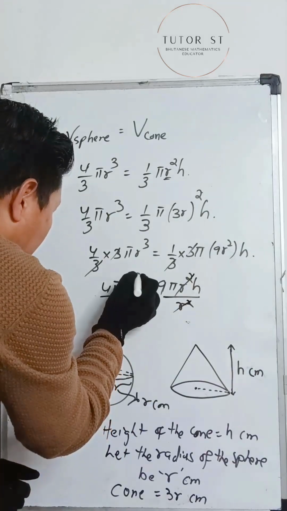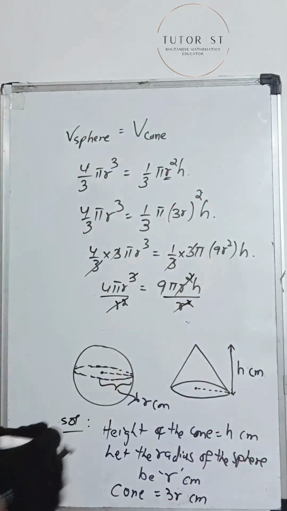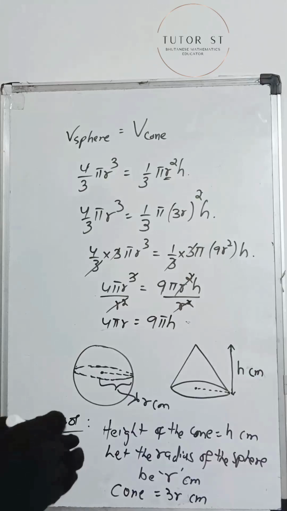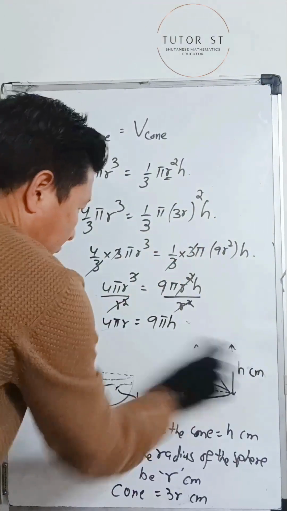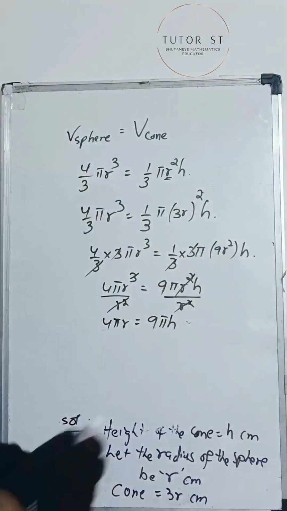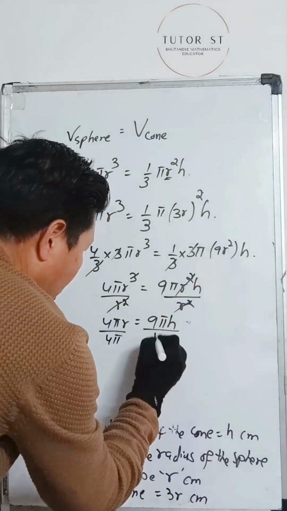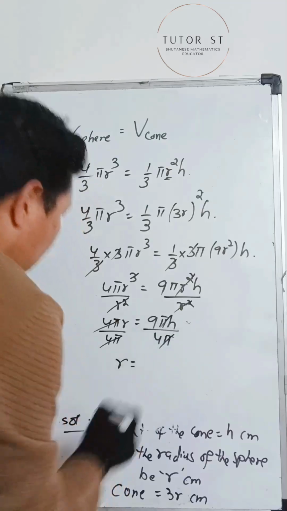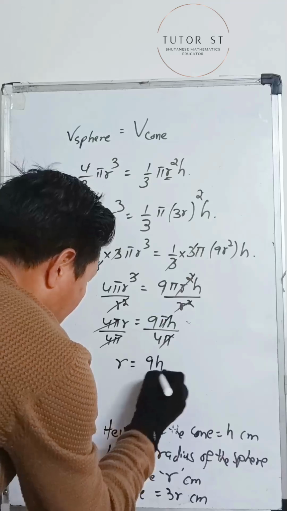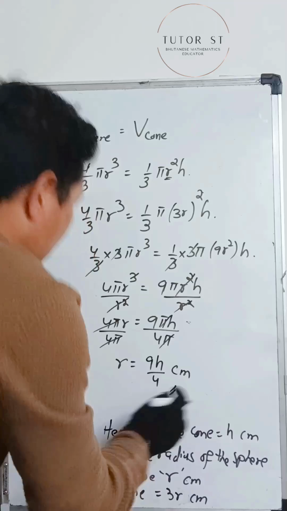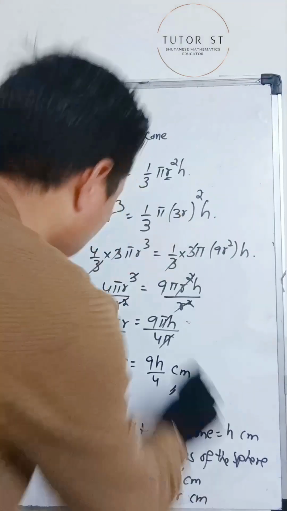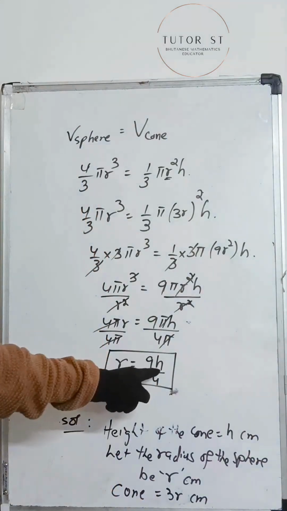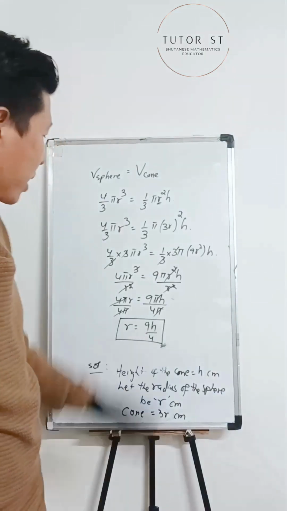I'll remove r square from the denominator and r square from the numerator. However, we'll have 1 r in the numerator, so 4 pi r is what I have, and then 9 pi h is what I have on right hand side. Let me clean the board and create some space. What I have to do is now divide on both sides by 4 pi so that I can have just r on my left hand side, and if I cancel pi, you're going to have 9h over 4. Let me not write the centimeter, because we're going to determine the expression. So this is my expression, r in terms of h.